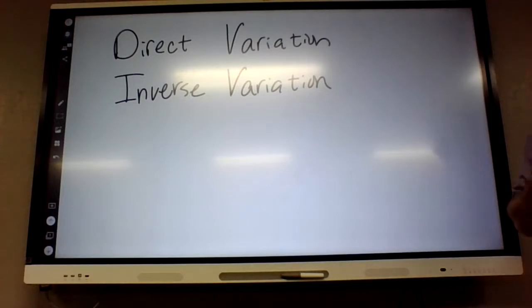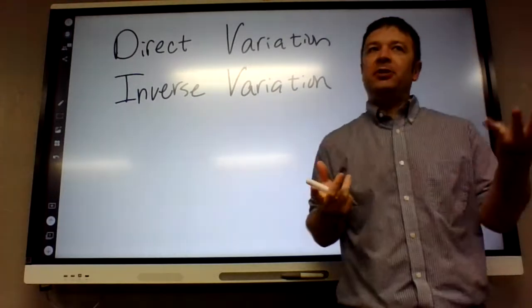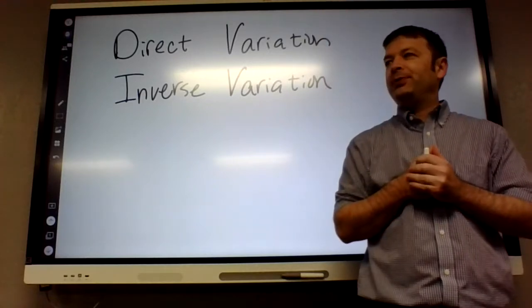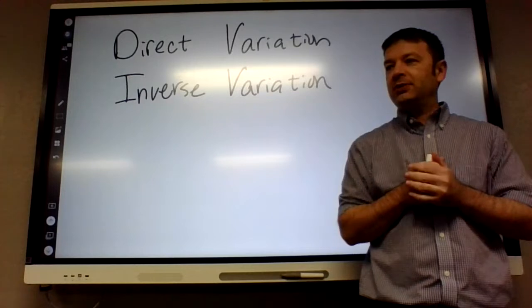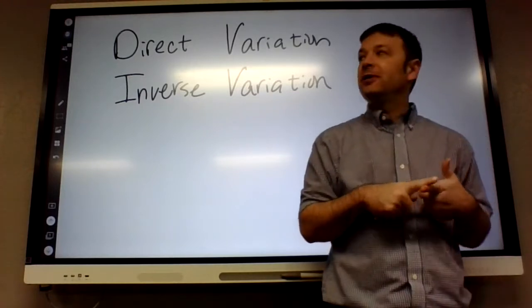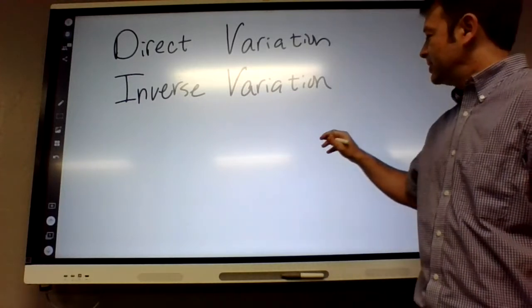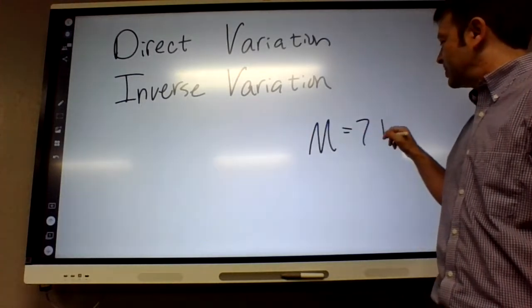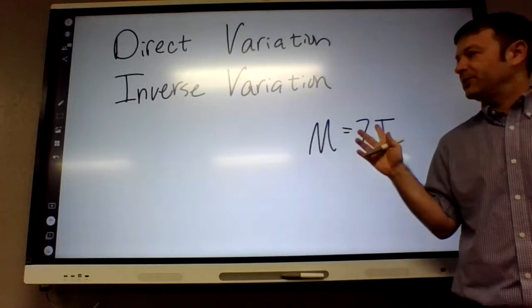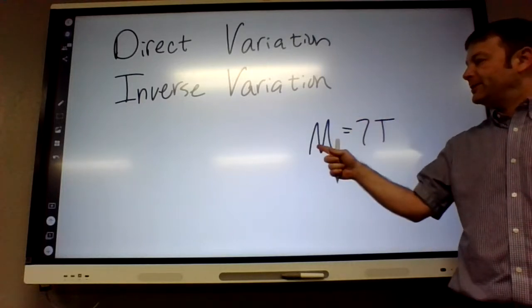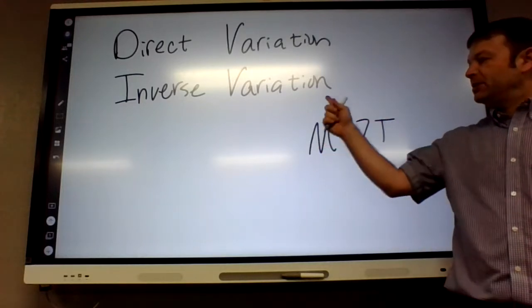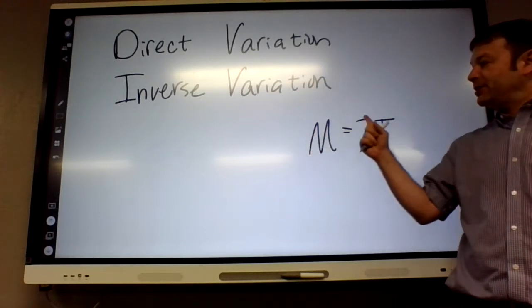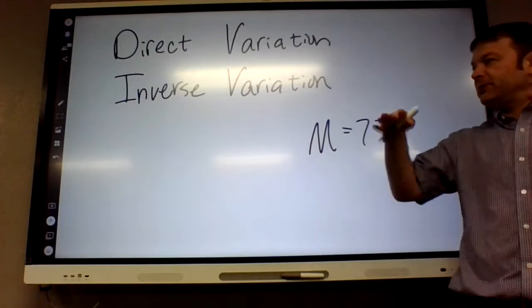So for direct variation, when one variable goes up, the other one goes up at a constant rate. For example, if I was selling t-shirts for $7, then the money I would make equals $7 times the number of t-shirts I sell. So this would be the relationship. This is direct variation. The more t-shirts I sell, the more money I make, right? One goes up, the other goes up.